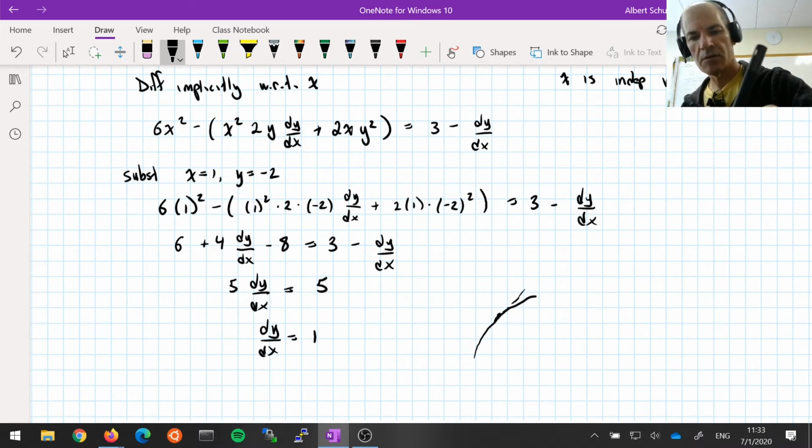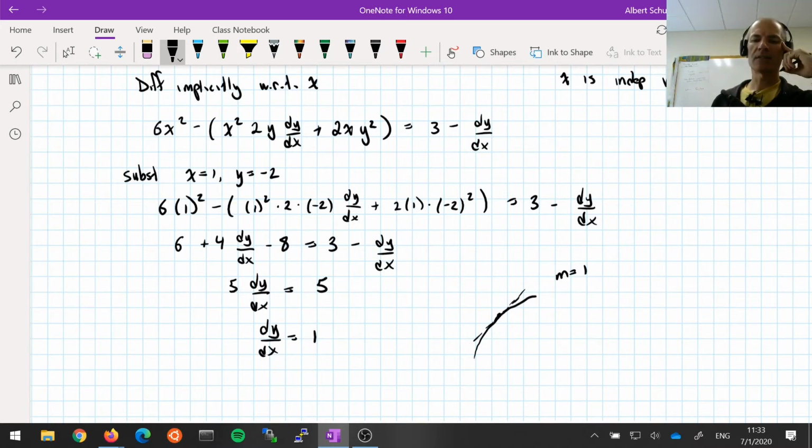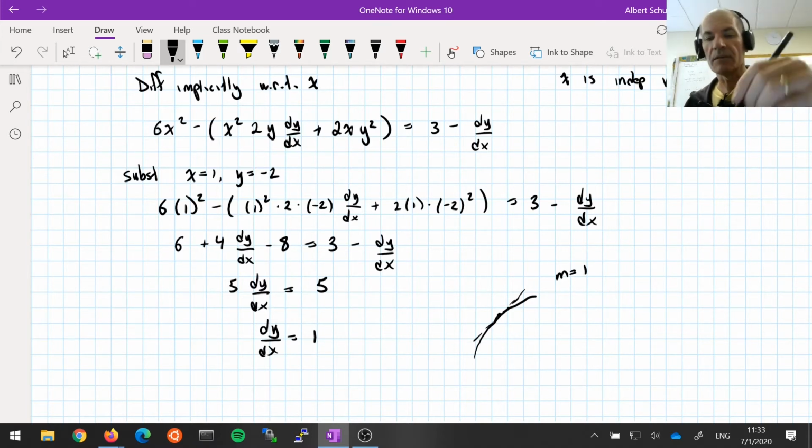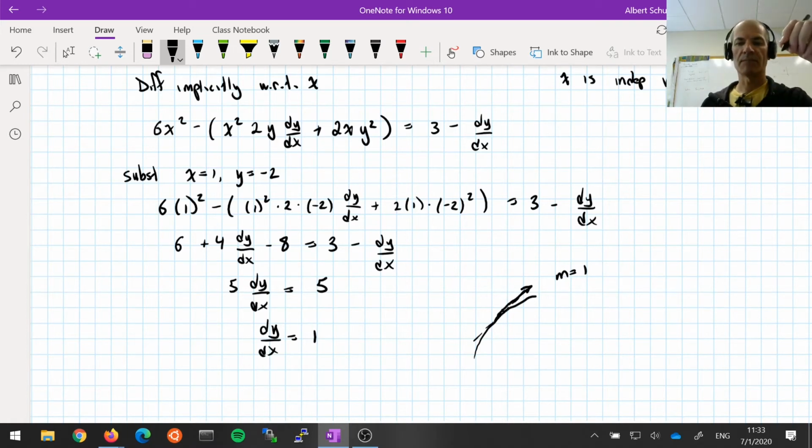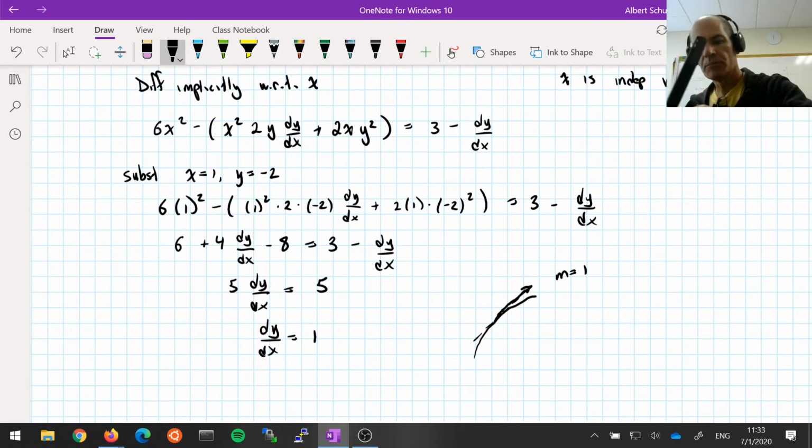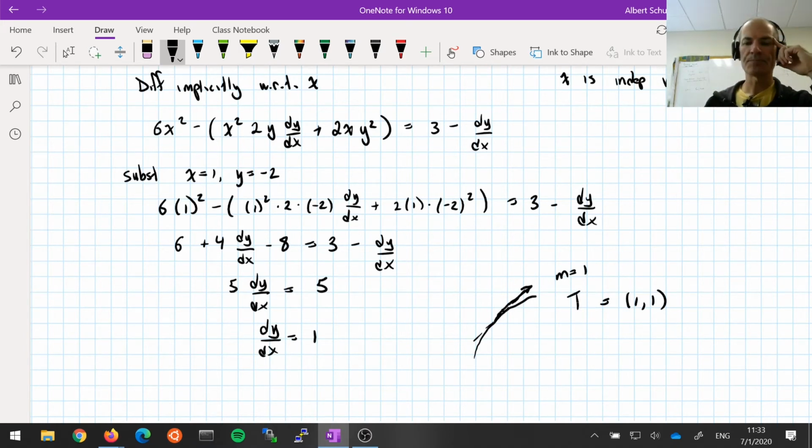It has slope 1. That's what dy/dx is telling me, that the slope is 1. Well, equipped with that information, I can give you a tangent vector. What's the tangent direction to a curve where the slope is 1? Pick any vector where the two coordinates are equal. (1, 1), for example. We can call that capital T. It's not the unit tangent, I know, it's just tangent.